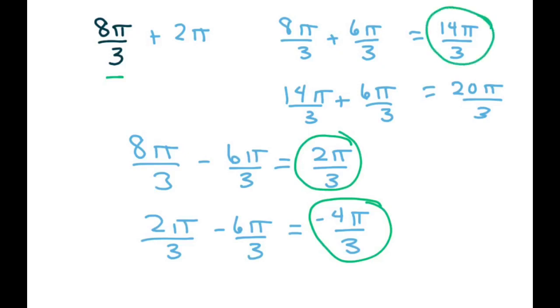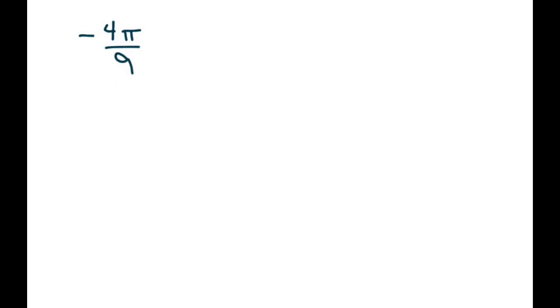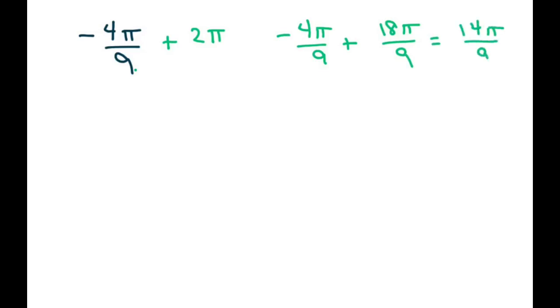Alright, now the last one we have is this one. So we're going to add 2 pi to this. So we have negative 4 pi over 9. And 9 times 2 is 18, so we have 18 pi over 9. And this gives us 14 pi over 9. And then we're going to add it again to get another positive, and that gives us 32 pi over 9.